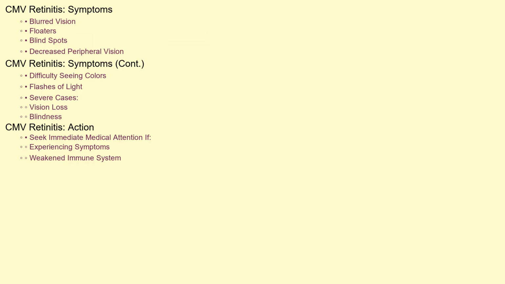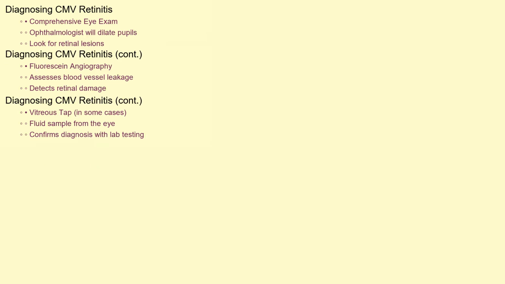It's important to seek medical attention immediately if you experience any of these symptoms, especially if you know you have a weakened immune system. Diagnosing CMV retinitis typically involves a comprehensive eye exam by an ophthalmologist. During this exam, the doctor will dilate your pupils to get a good look at your retina. They will look for the characteristic retinal lesions associated with CMV retinitis. Fluorescein angiography, a test where dye is injected into your bloodstream and photographs are taken of your retina, can also be used to assess blood vessel leakage and areas of retinal damage. In some cases, a sample of fluid from inside the eye, called a vitreous tap, may be taken to confirm the diagnosis through laboratory testing for CMV.